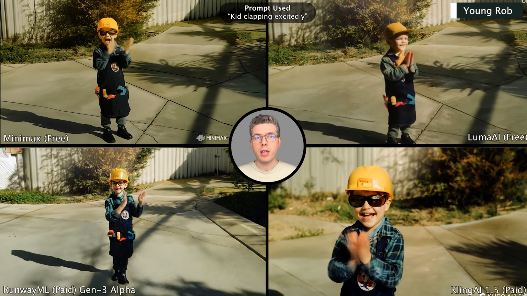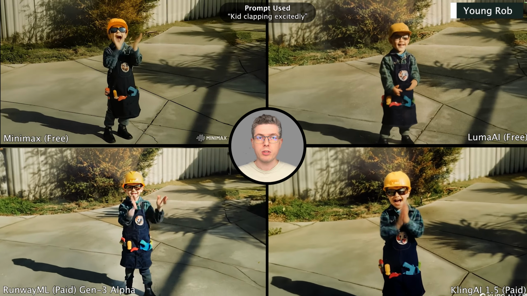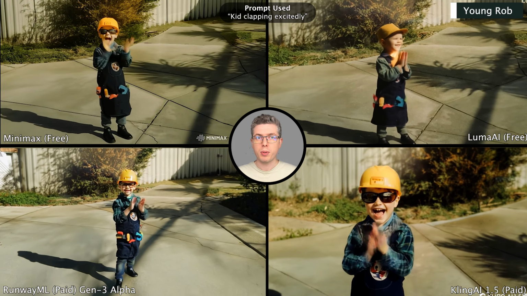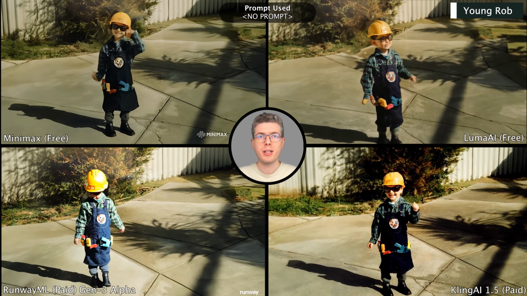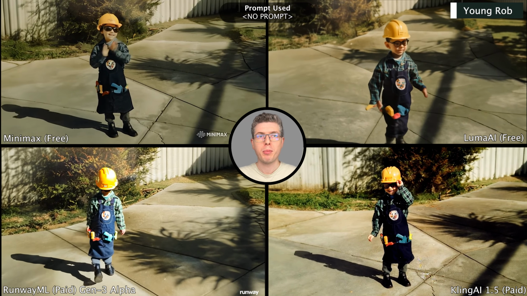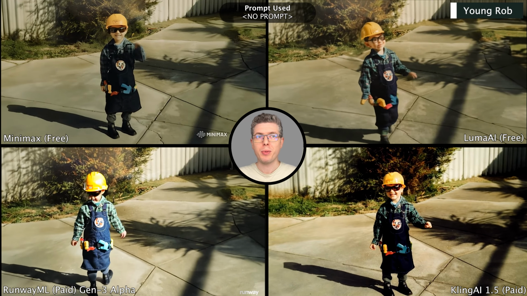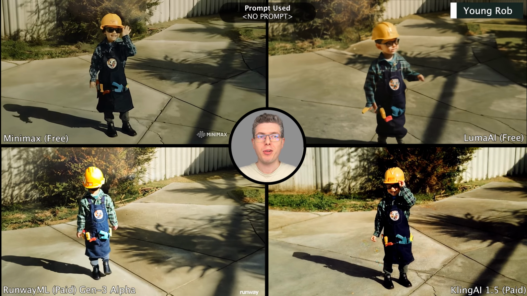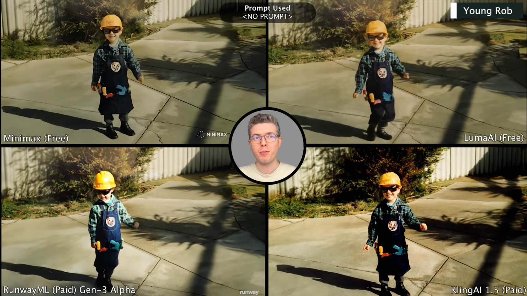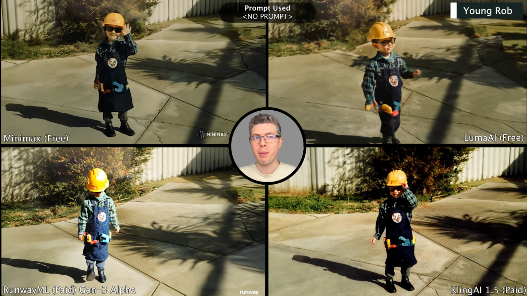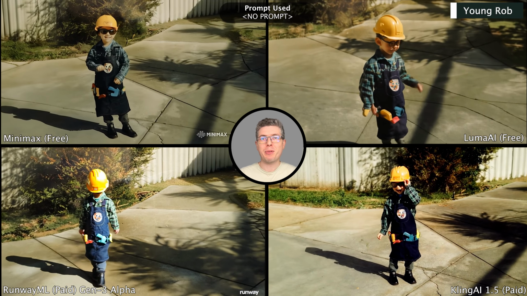So because this one used a prompt, let's look now at what happens when I don't use a prompt. So this is what happens when you provide just a reference image and don't provide a prompt. Minimax and Kling AI did pretty well, I must admit. However, as you can tell with Luna AI and RunwayML, maybe if I did a few more generations, it would have provided a better output. But as you can really tell, the output is not really useful.